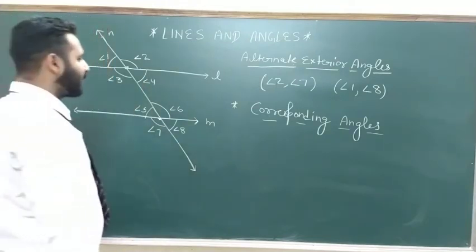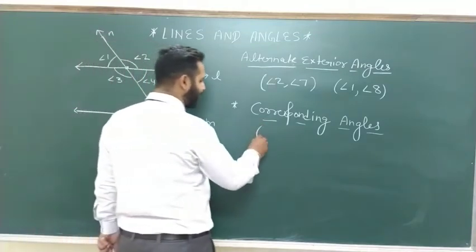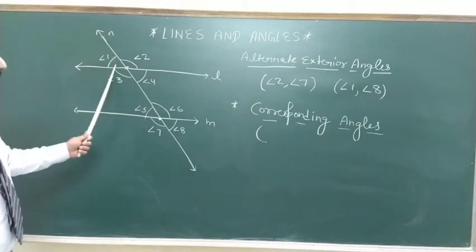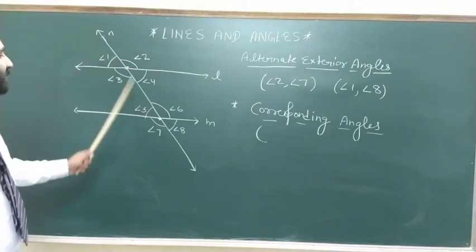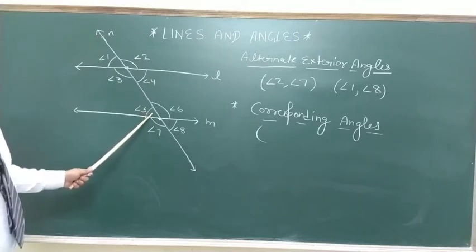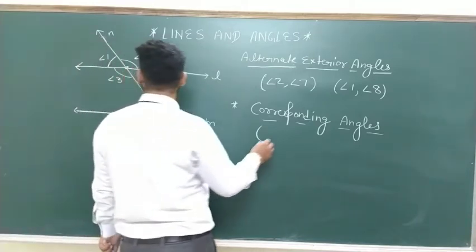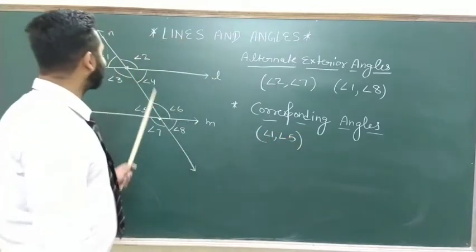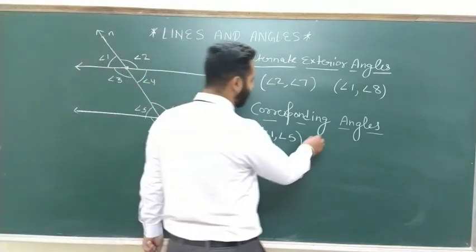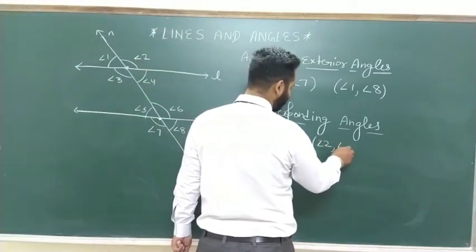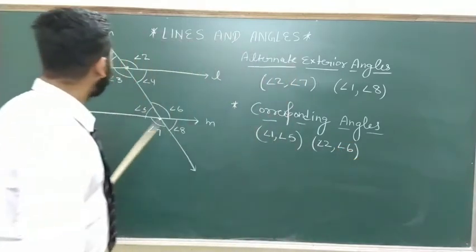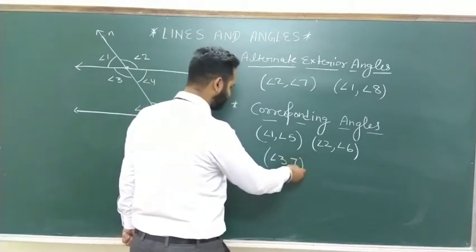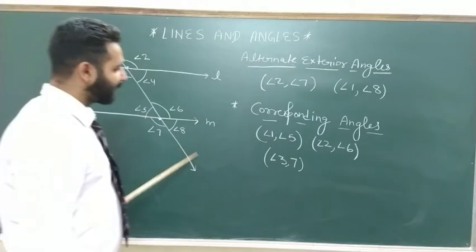So let us note down the pairs of corresponding angles. The first pair will be angle 1 and angle 5. Angle 1 is above the parallel line, on the left hand side of the transversal. Angle 5 is also above the parallel line and on the left hand side of the transversal. So angle 1 and angle 5 are corresponding. From this side angle 2 and angle 6 are corresponding. Angle 3 and angle 7 are here. And angle 4 and angle 8.